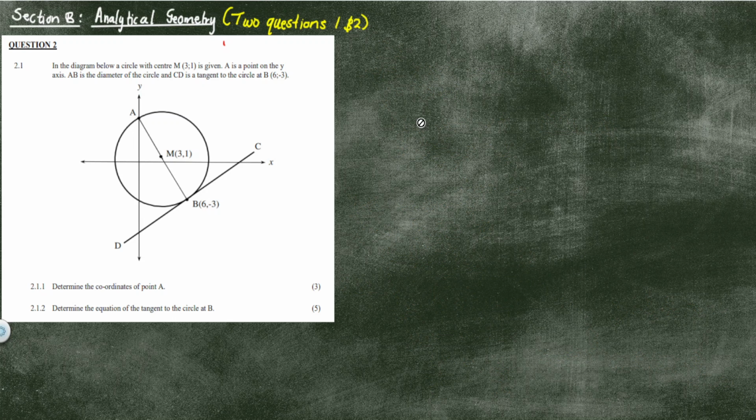Sesingena ku question 2 ke manje. Yabona? Siyaqeda. All right. So in the diagram below, a circle with center M is given. A is a point on the y-axis. Nangu A lapha. It's the y-axis. So kufana nokuthi it's the y-intercept of the straight line AB. You can also say that. AB is the diameter of the circle. CD is the tangent to the circle at point B.